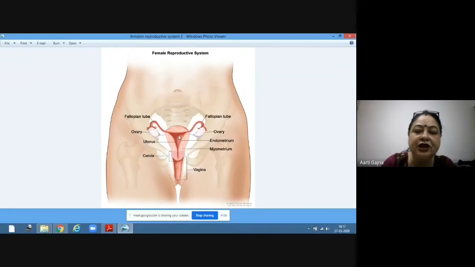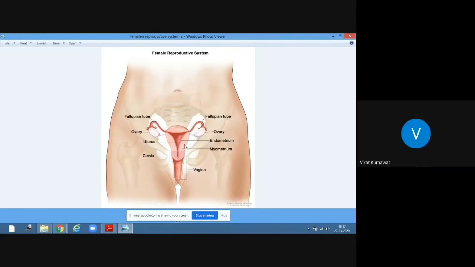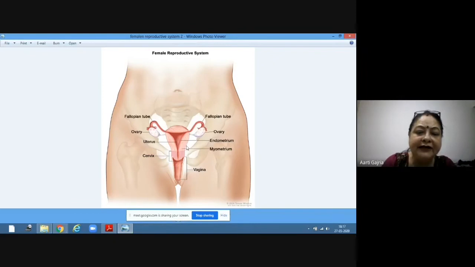This is the uterine cavity. And this uterine cavity is surrounded by three layers: endometrium, myometrium, and external is perimetrium. So this external layer is perimetrium, the middle thick layer is myometrium, and this inner glandular layer is endometrium.